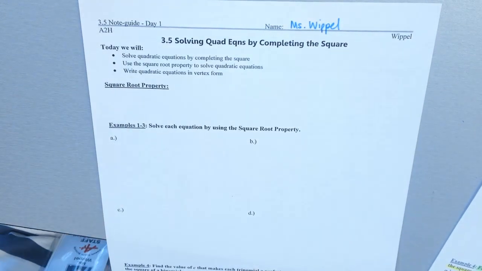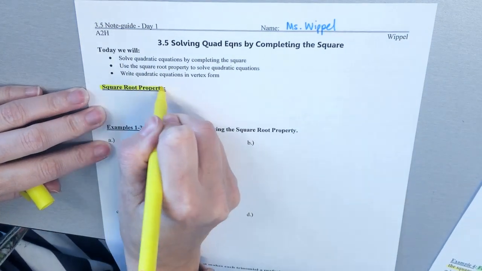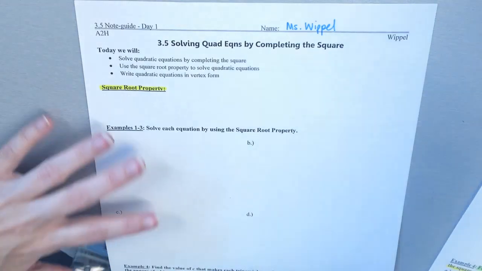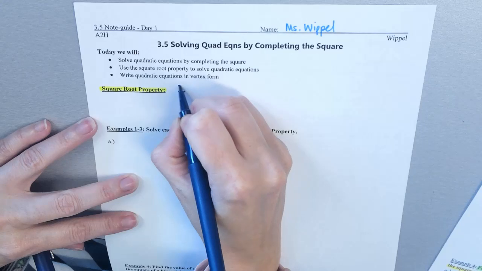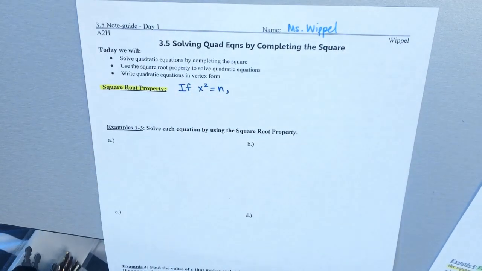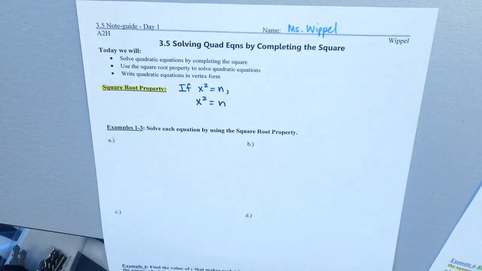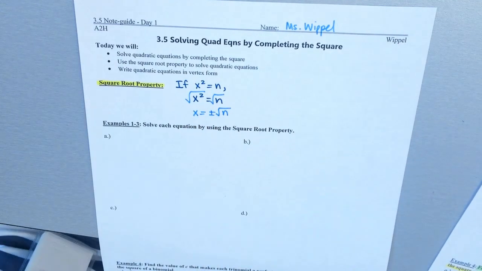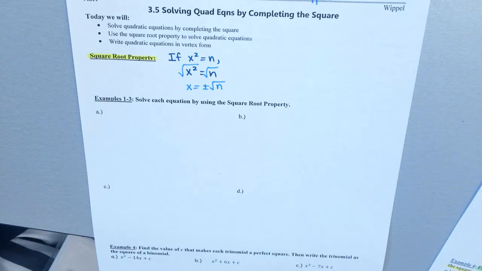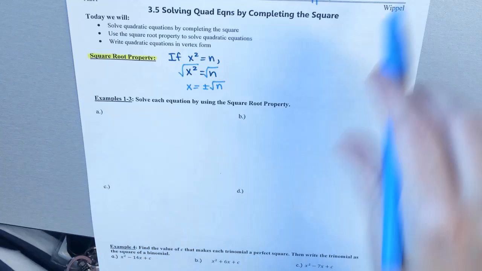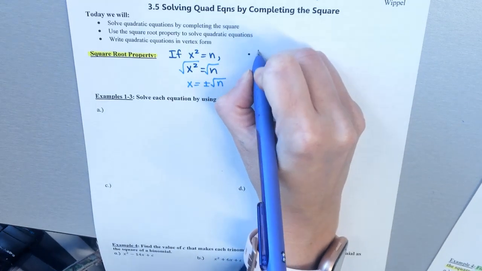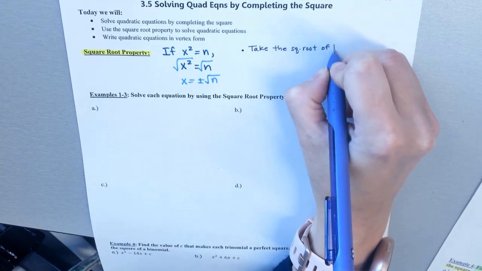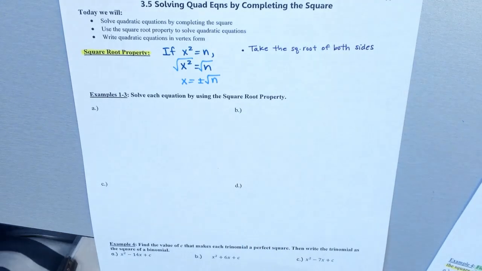All right, so the first thing we're going to talk about is the square root property. So the square root property says if you have x squared equal to some value, which they call n, so if x squared is equal to n, then what you're going to do is you are going to take the square root of each side. And when you do that, you end up with plus or minus the square root of n. So when you are using the square root property, because some of these are going to say, oh, you have to use your square root property, understand that that means you are going to have to take the square root of both sides. That's how you're going to have to solve it.